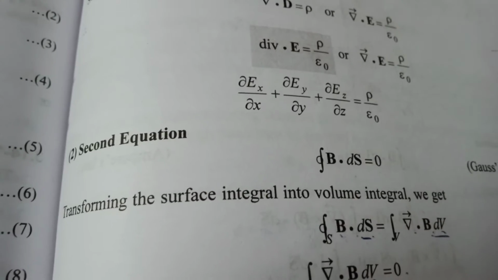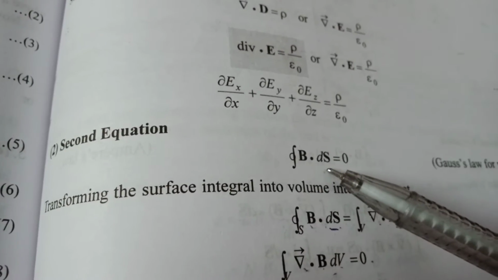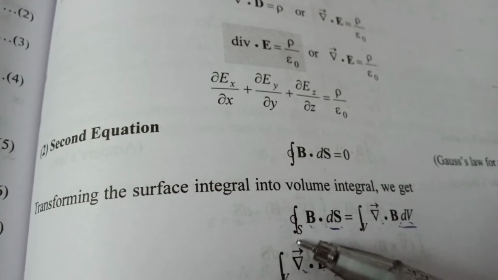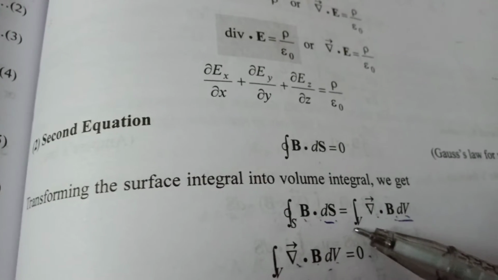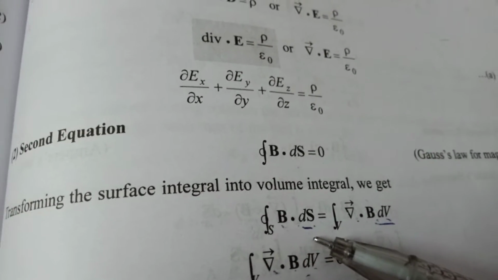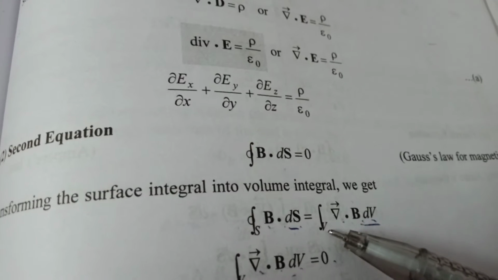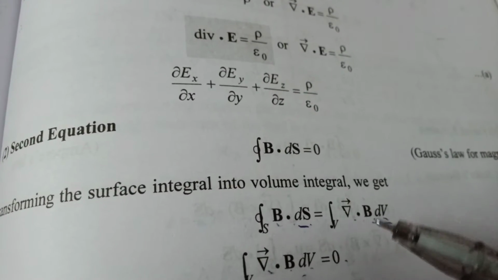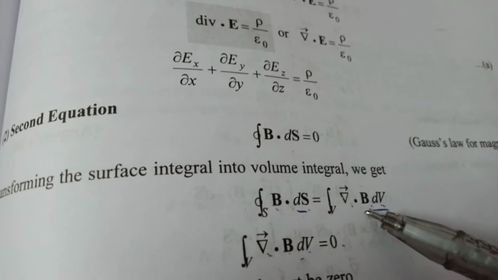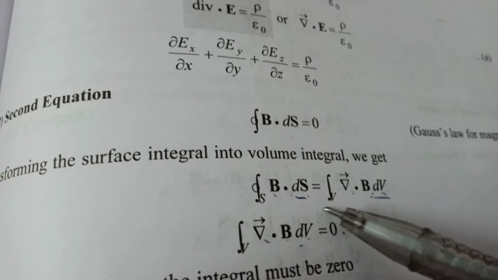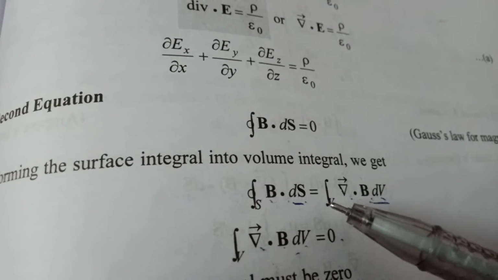Consider this integral form. Surface and volume integrals can be equated. So equate this to the volume integral, dV. From dS it is changing to dV, according to Gauss divergence theorem.